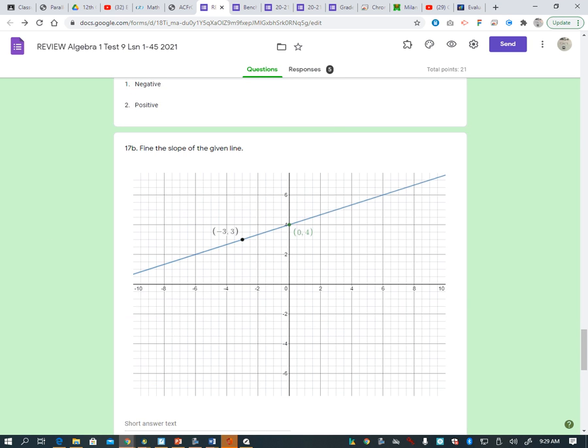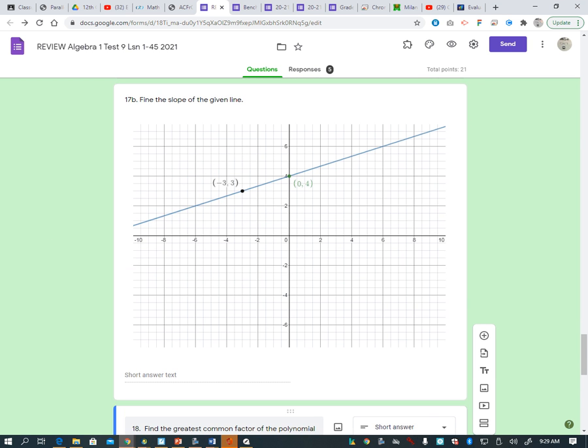Number 17, find the slope of the given line. Do we know how to do this? Slope is rise over run. From here to here, how much am I going up? I'm not going up 2. I have to look at these numbers. From 3 to 4, I'm going up 1. From negative 3 to 0, I'm going over 3. So my slope is 1/3.